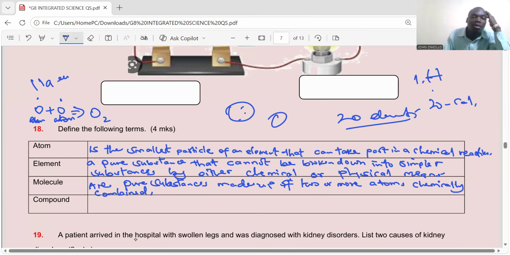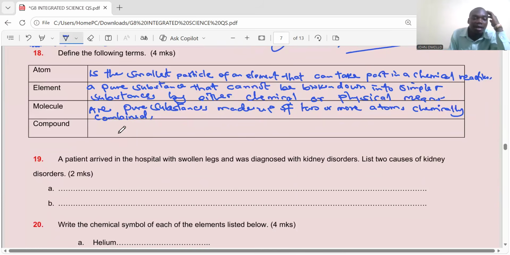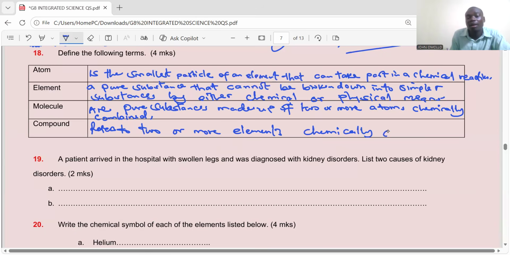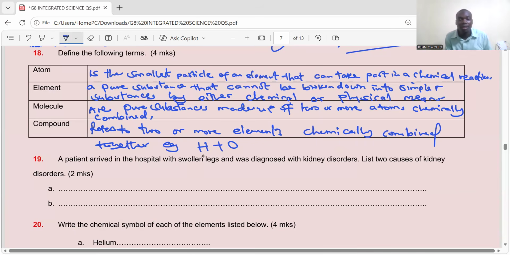Let's move to the meaning of a compound. These 4 marks are simple to garner. Very simple. Number 4. What are compounds? Compounds refers to 2 or more substances, or elements, 2 or more elements chemically combined together. So, for example, when I have hydrogen plus oxygen, this is an element. This is also an element.